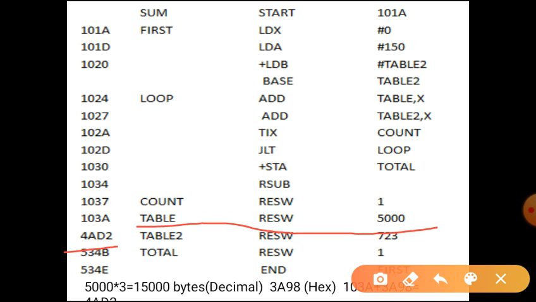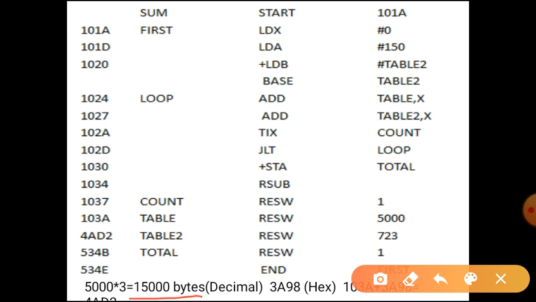What do you mean by that? For this name, reserve 5000 words. That is what is indicated by RESW. It is an assembler directive, no object code, but it says to reserve 5000 words. So 5000 total words. Since every word is of size 3 bytes, I have written the computation here.